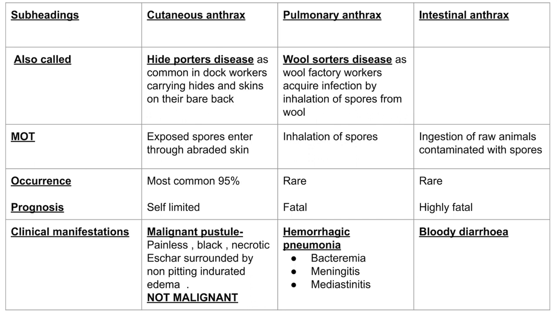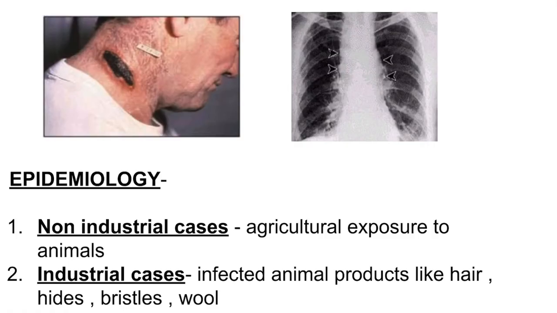Intestinal anthrax is very rare, and the mode of transmission is by ingestion of raw animal products contaminated with spores. Occurrence is rare. Prognosis is highly fatal. Clinical manifestation: bloody diarrhea. The first picture is cutaneous anthrax, the black necrotic eschar surrounded by non-pitting indurated edema. The second picture is of hemorrhagic pneumonia.